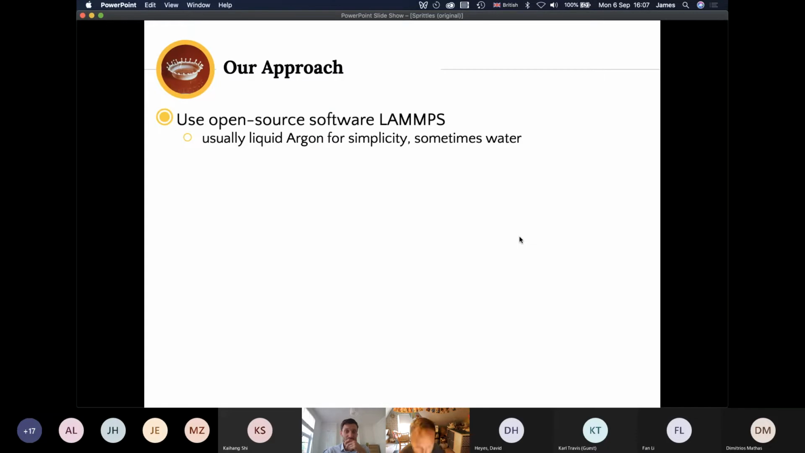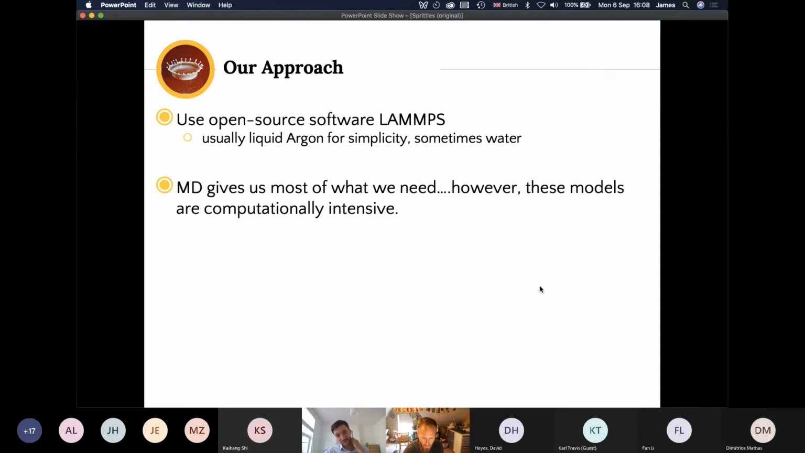So our approach is that we're going to use molecular dynamics as a virtual experiment. It's not my area of expertise, but I work with people who do use it. And in some sense, molecular dynamics gives you absolutely everything you need. Everything is built in there. You have viscosity, you have surface tension, you have thermal fluctuations and all these things. But as we're all aware, these are incredibly computationally intensive.